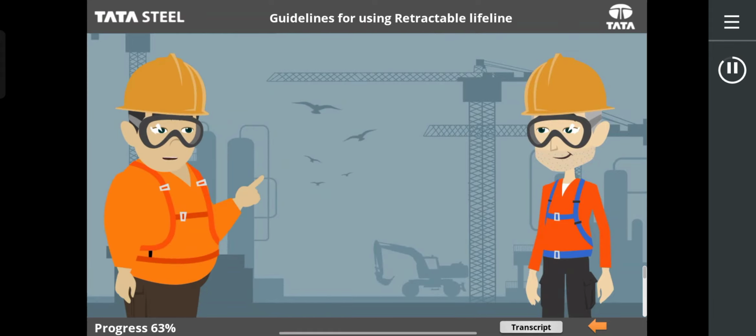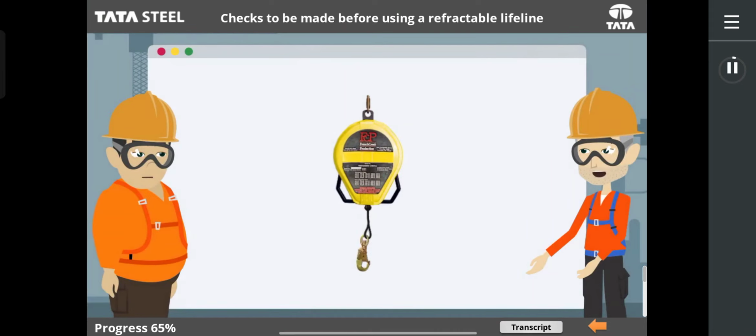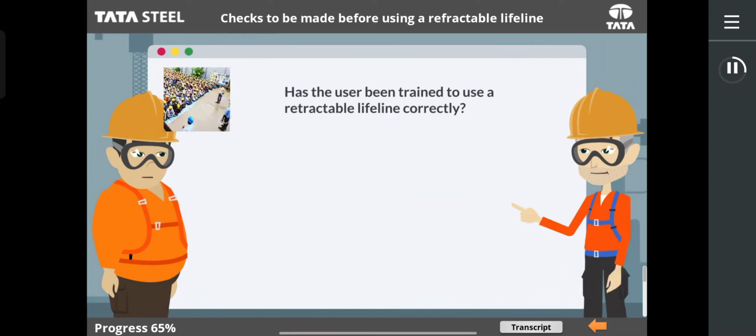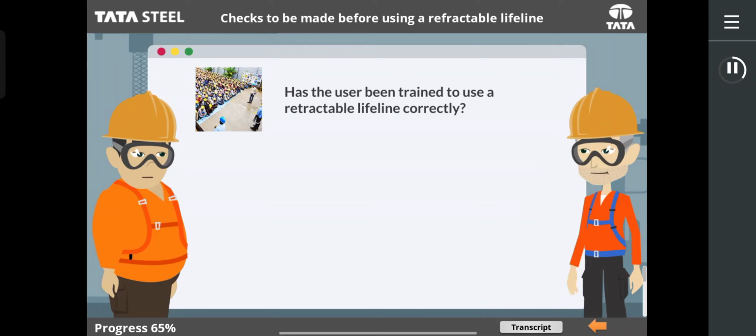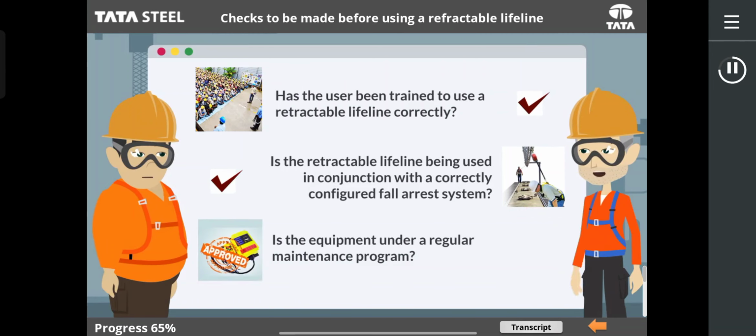Because of its criticality in fall control, the supervisor should employ some checkpoints before using it. Before using a retraceable lifeline, the supervisor and the user must address the following questions. Has the user been trained to use a retraceable lifeline correctly? Is the retraceable lifeline being used in conjunction with a correctly configured fall arrest system? Is the equipment under a regular maintenance program?